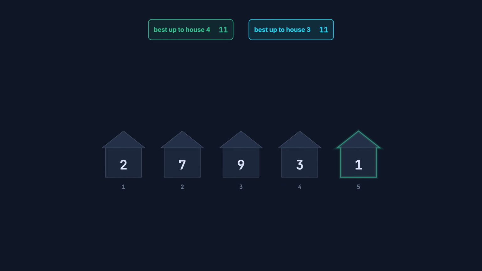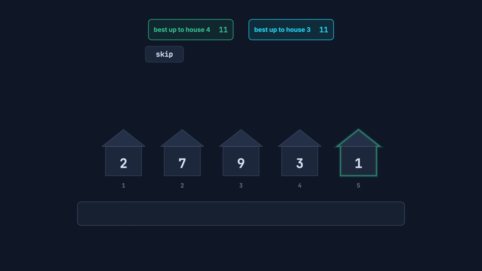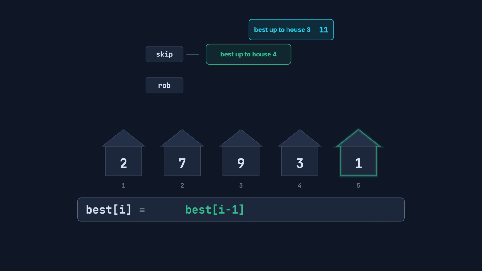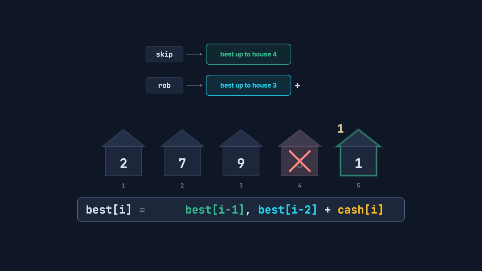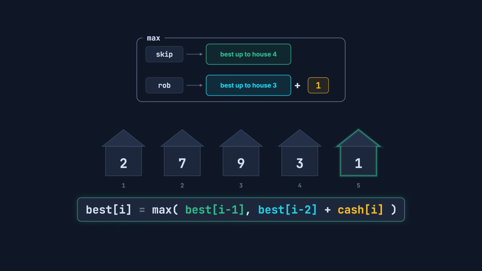Because standing at house 5, you've only got 2 options. If you skip it, your total is whatever the best was up to house 4. And if you rob it, the alarm rules out house 4, so your total is the best up to house 3, plus what's inside house 5. Take whichever is bigger. That's the entire recurrence.